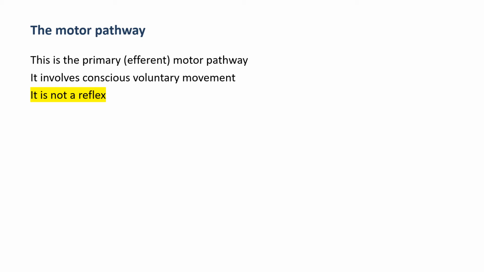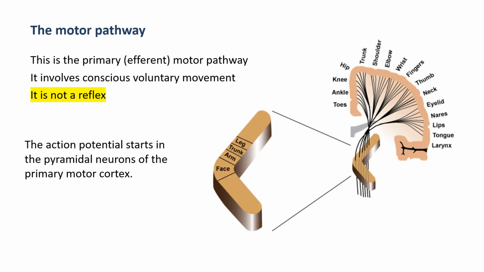Okay, so again, we're now going to have a pathway, but in this case, unlike the ascending sensory pathway, the afferent pathway, this is an efferent descending pathway. So it's the primary efferent motor pathway. It involves conscious voluntary movement. And again, it is not a reflex. So we're starting in the brain this time because it's efferent.